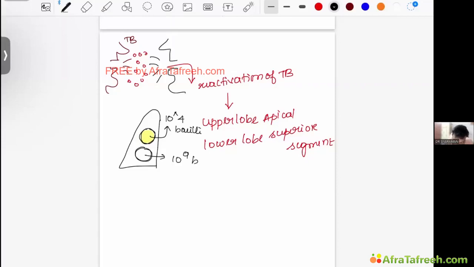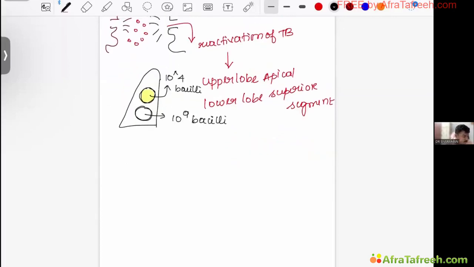So which is the most infectious lesion of tuberculosis? It is going to be the cavity. The cavity contains 10 power 9 organisms and is the most infectious lesion in tuberculosis. Will a cavity occur in primary tuberculosis? No cavity. Cavity will be seen only in patients with secondary tuberculosis, a very, very important thing.